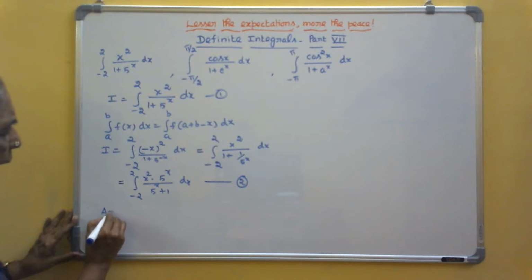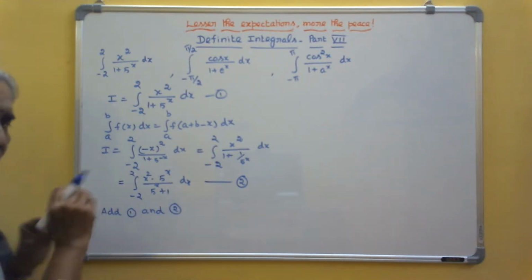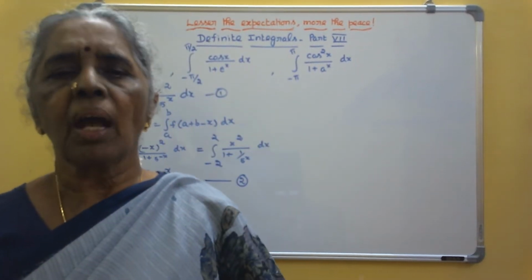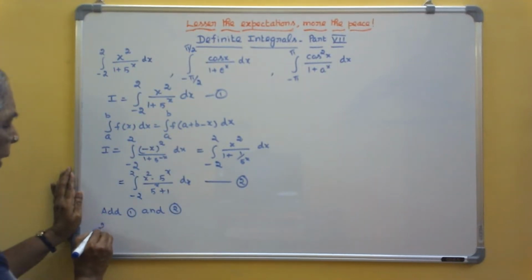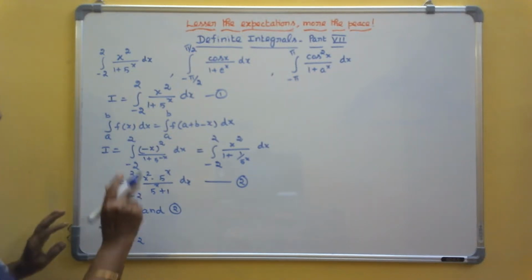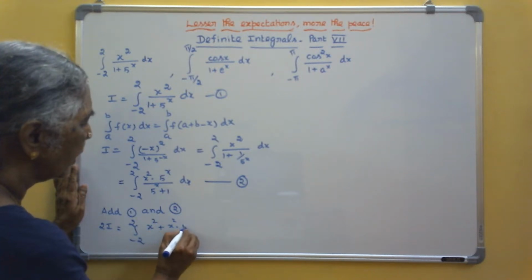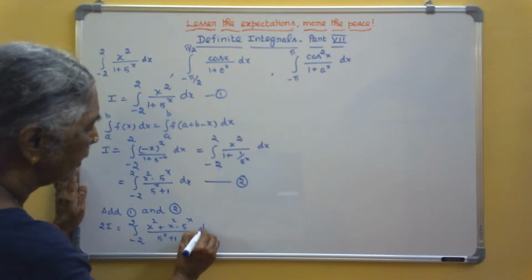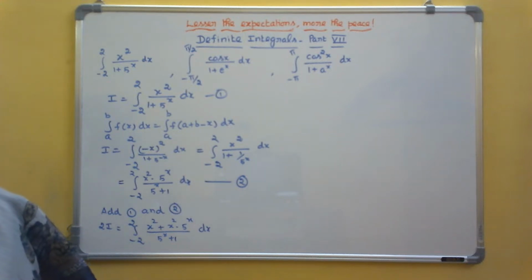Now I am going to add 1 and 2. You are familiar with this because whenever we use that f of a minus x property in most of the sums, we will be adding 1 and 2. So when you add, what happens now? You are getting a 2I here, right? The limit is minus 2 to 2. In the numerator, here you have x squared, here you have x squared into 5 power x. The denominator is the same, so let us write it. You can write 1 plus 5 power x or 5 power x plus 1, that doesn't matter.